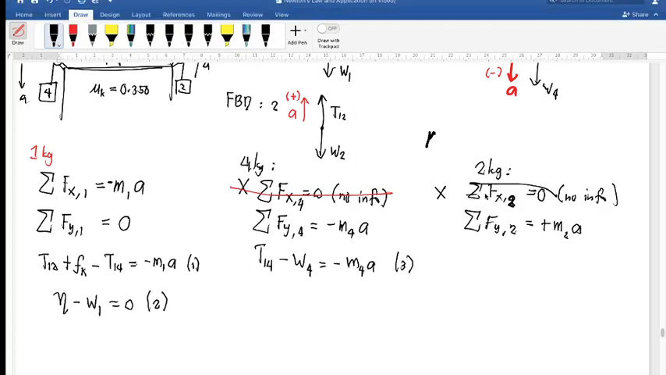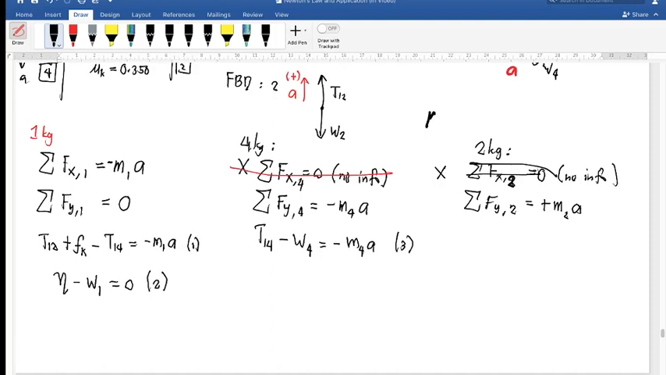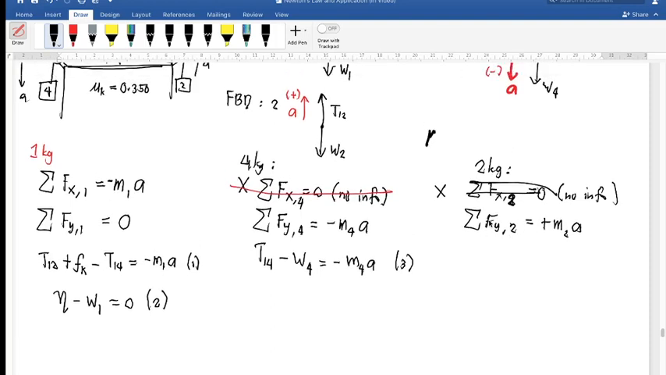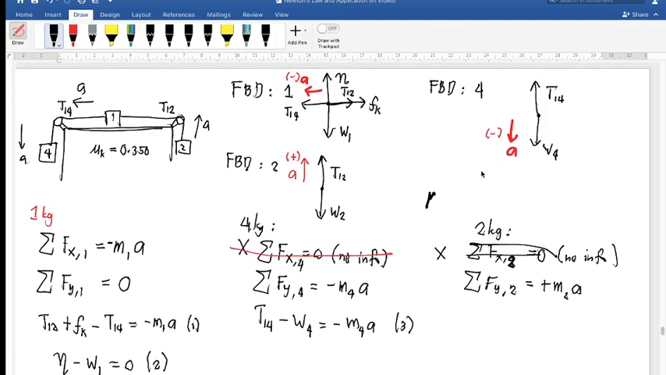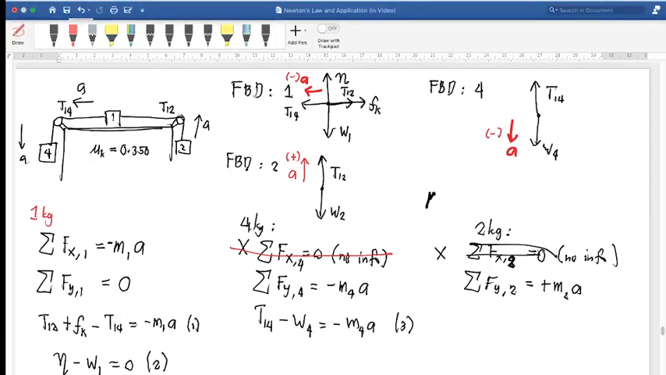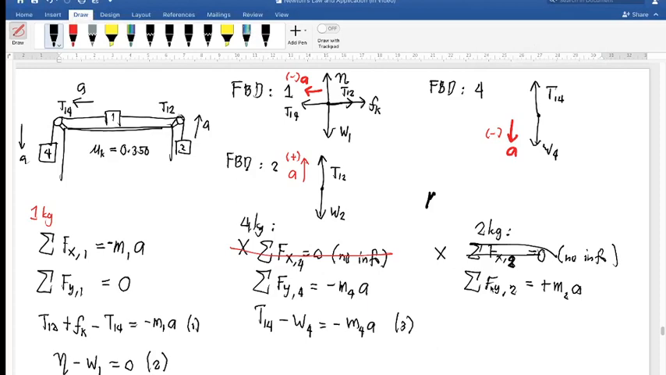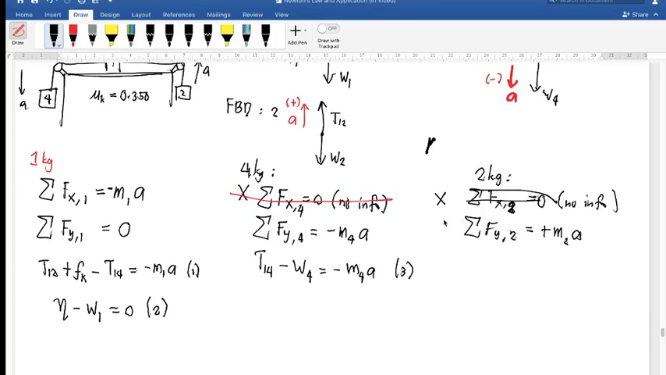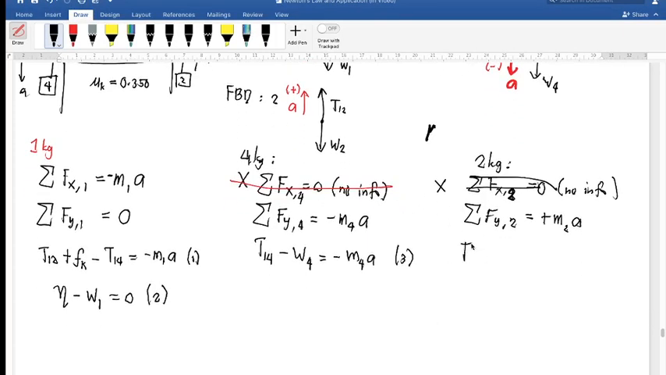So we have to scratch this out and take note also what are the forces along y. So the forces along y for the 2 kilogram is actually equal to, so we have here T12 positive, then minus the weight of the 2 kilogram, and that is equal to m2a, and that is your equation number 4.